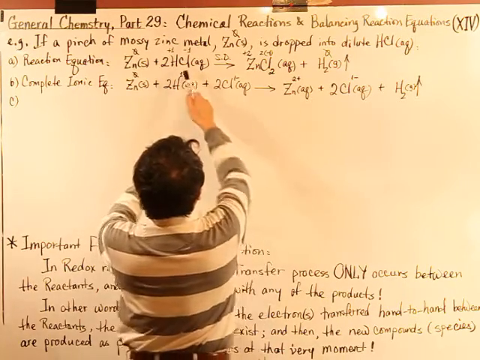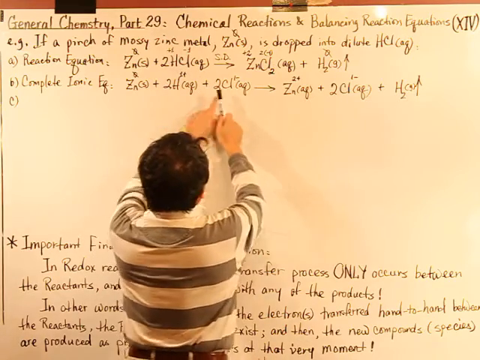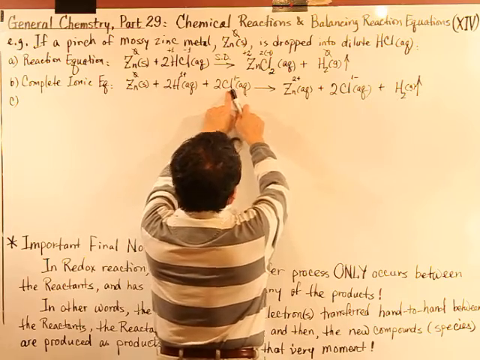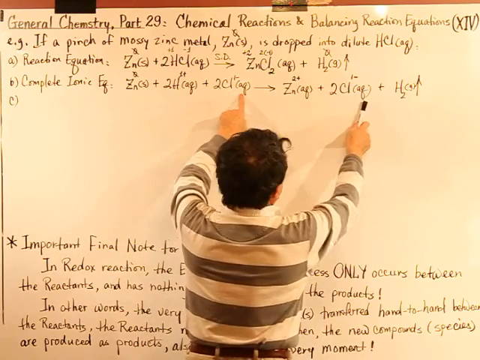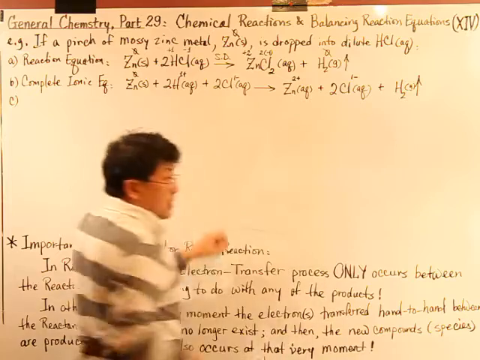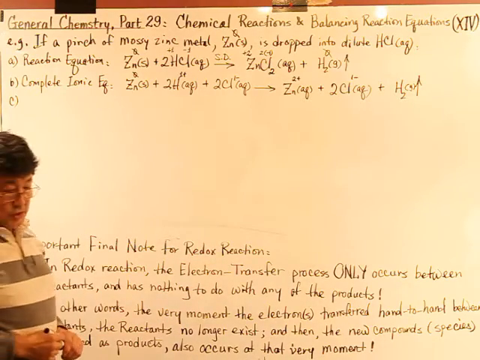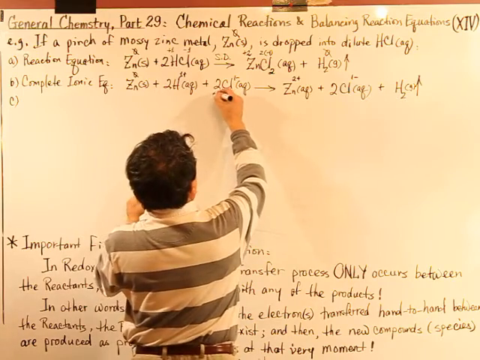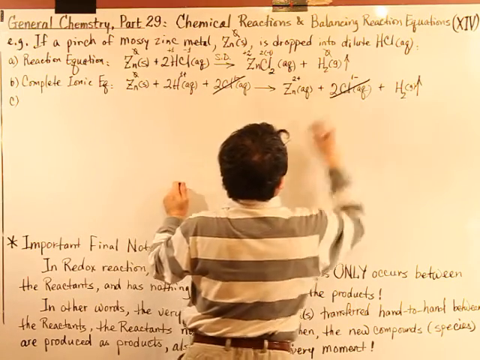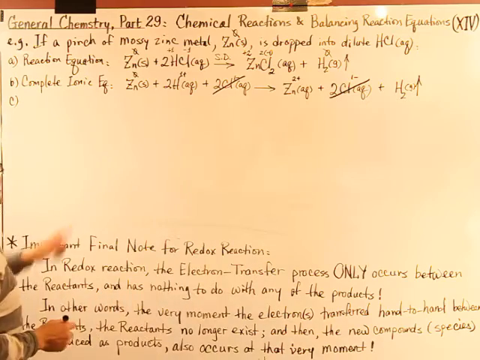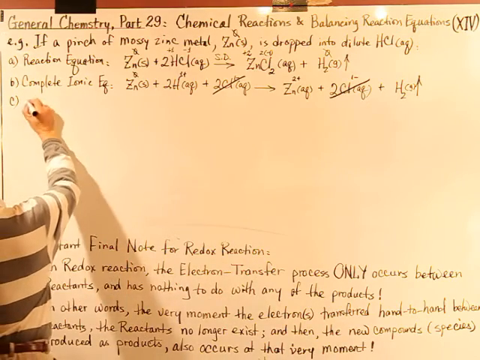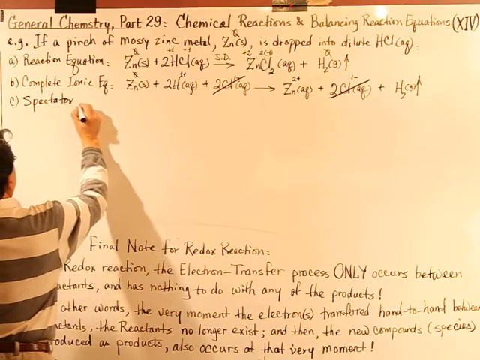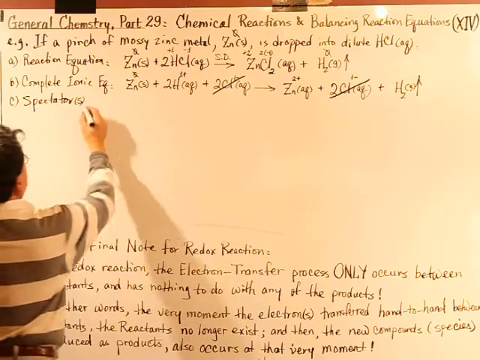But these 2 anions are exactly the same. 2 chloride, 1 minus, and aqueous. So these 2 are exactly the same species. So they are the spectators. We are able to cancel them out on both sides of the equal sign. Now the leftover is what? Let's say spectator. In this case, only one spectator is what?